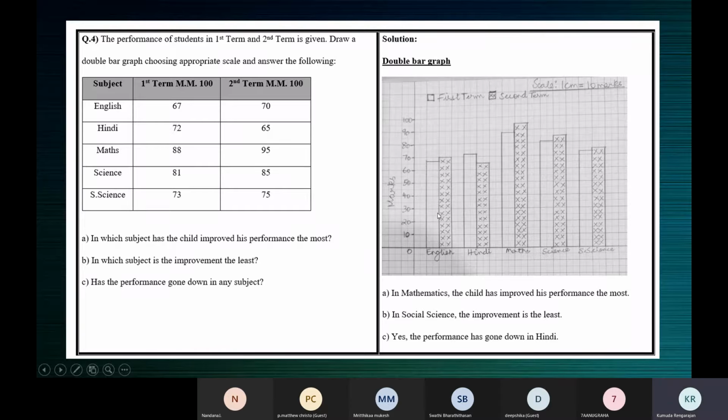What is empty is first term, and where I've crossed, I've used x's. So that represents the marks in the second term. First term, second term. So here, you should write that whenever you make a double bar graph, you must give that information: this empty one represents the marks in the first term, and the one which is crossed like this represents the second term.